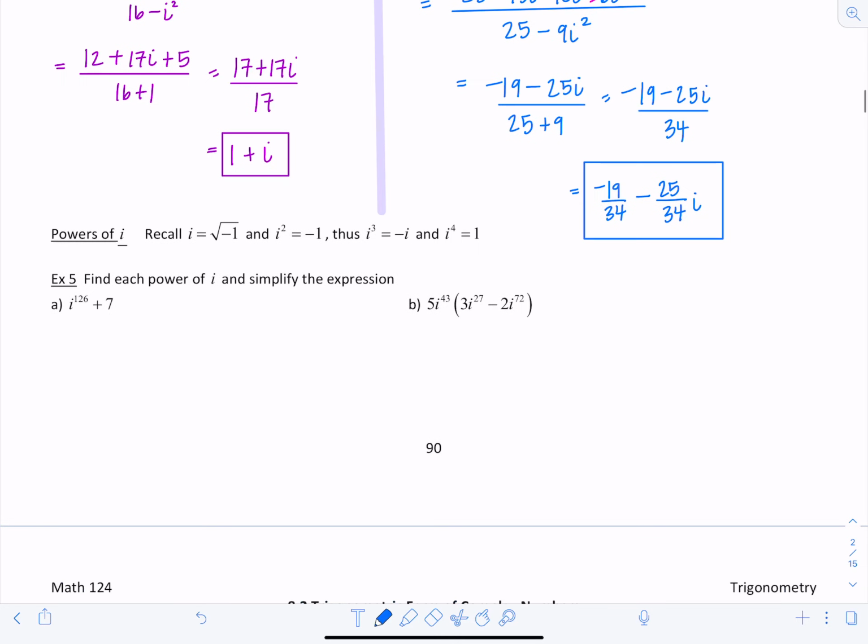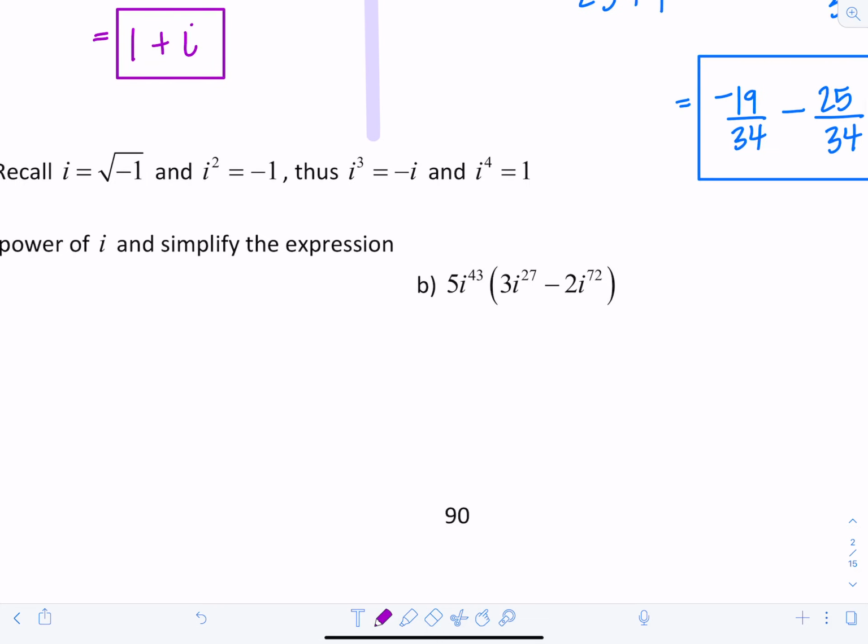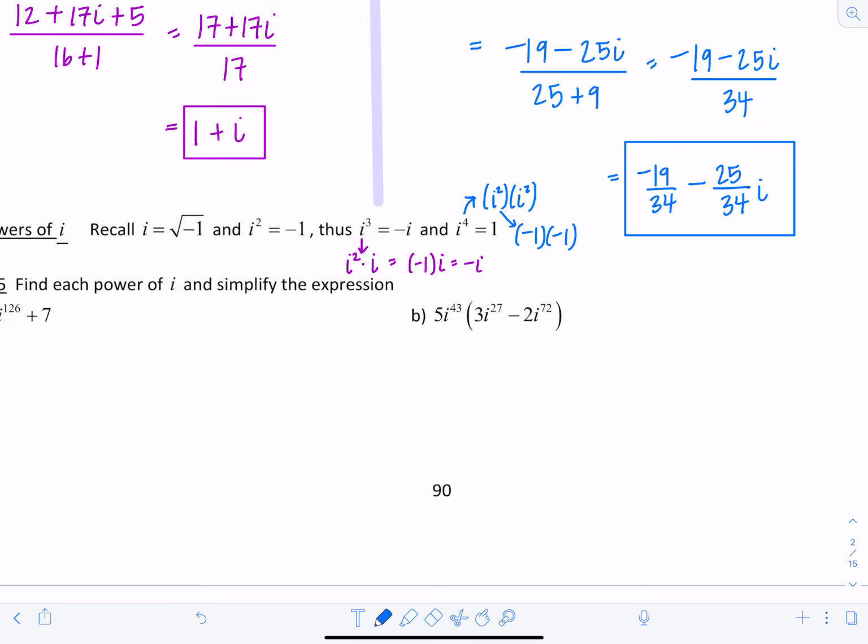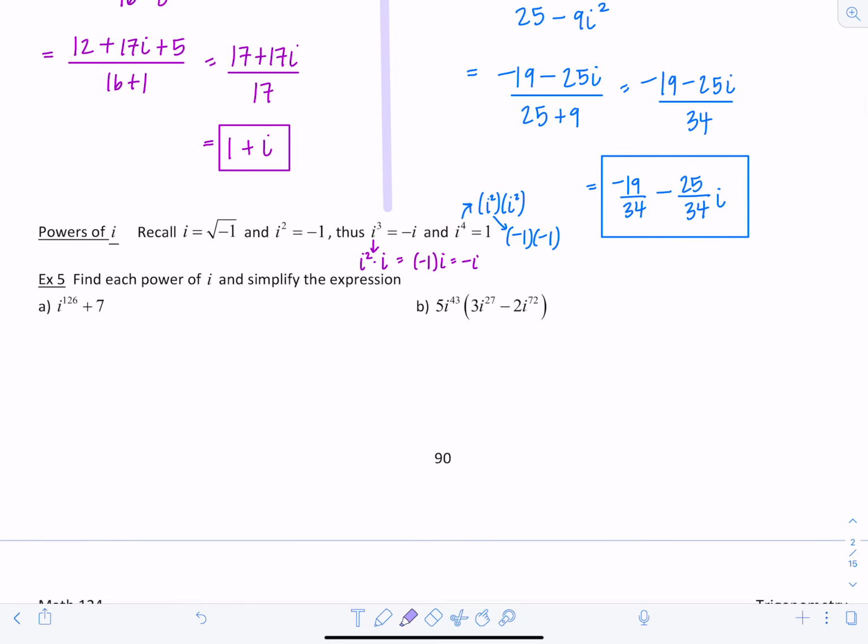Now, you need to be able to simplify higher powers of i. So we know that i is equal to the square root of negative 1, and i squared equals negative 1. Well, i cubed is equal to negative i. Why is that? Well, i cubed is i squared times i. And remember, i squared is negative 1, so that's why it's negative i. i to the fourth is positive 1 because i to the fourth is i squared times i squared, which is negative 1 times negative 1.